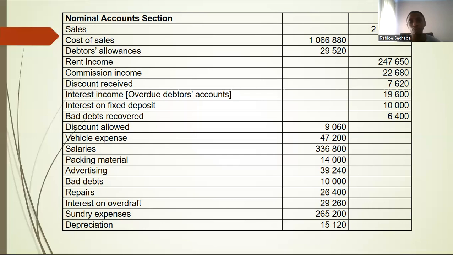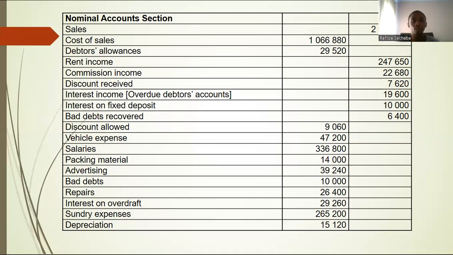Bad debts recovered, please don't confuse that with bad debts. Bad debts recovered is simply bad debts that was previously written off, and when we recover it, we record it as income. We've got discount allowed, we've got legal expenses, salaries, packing material. So this packing material, 14,000, is increasing what we already have from last year. So in total at the moment, our packing material is 54,000. But remember, we're going to expense what we have used.